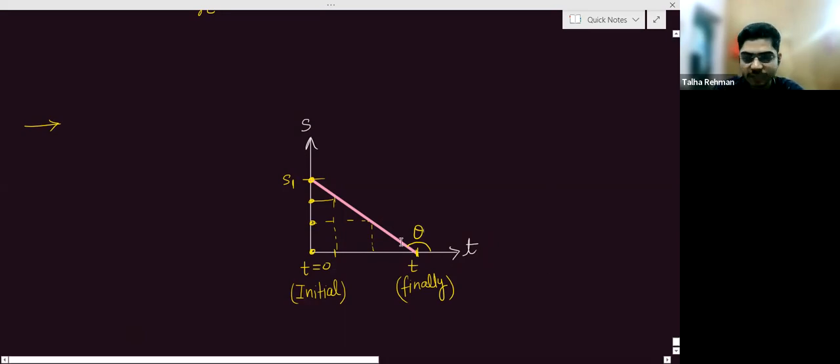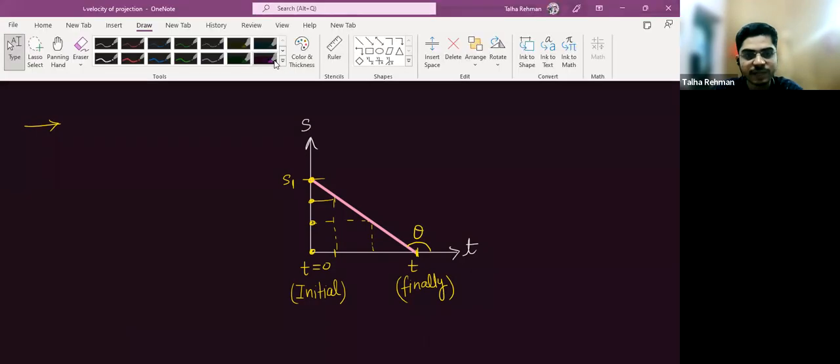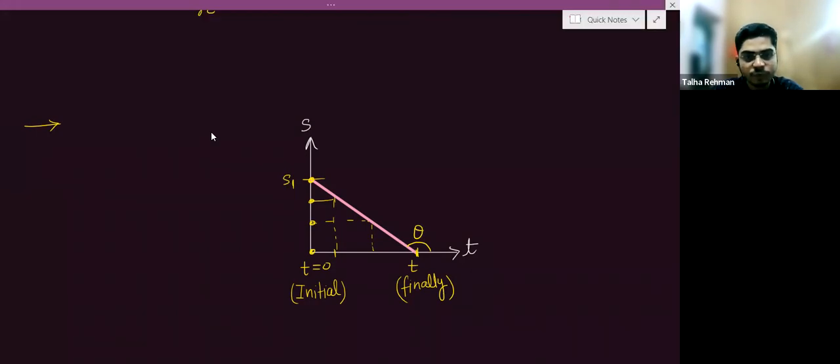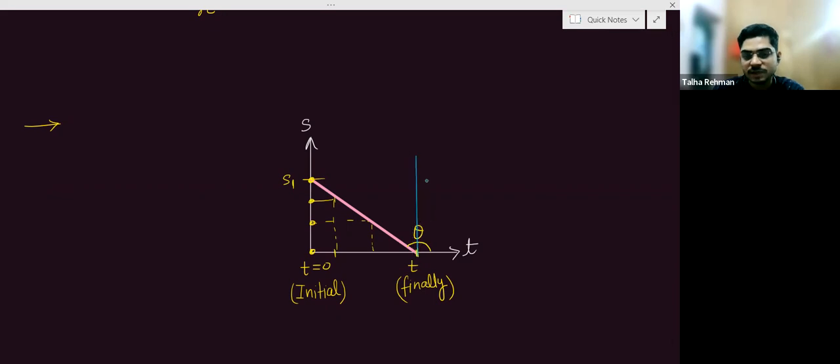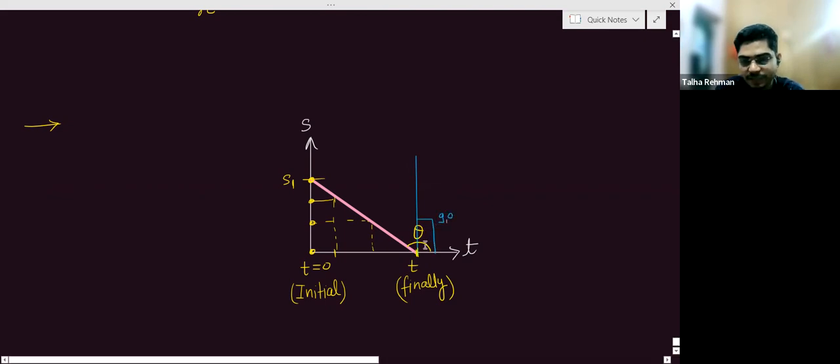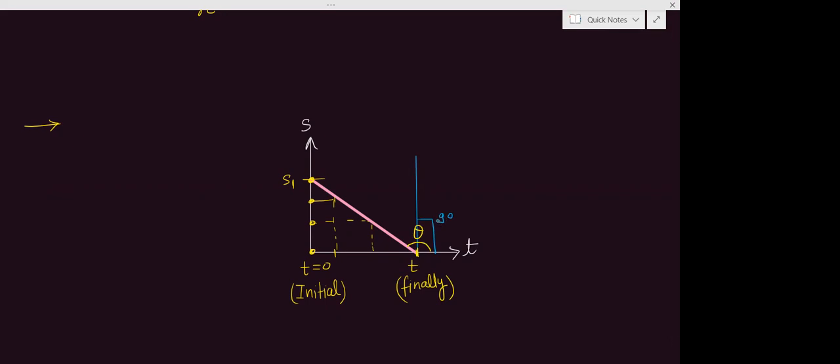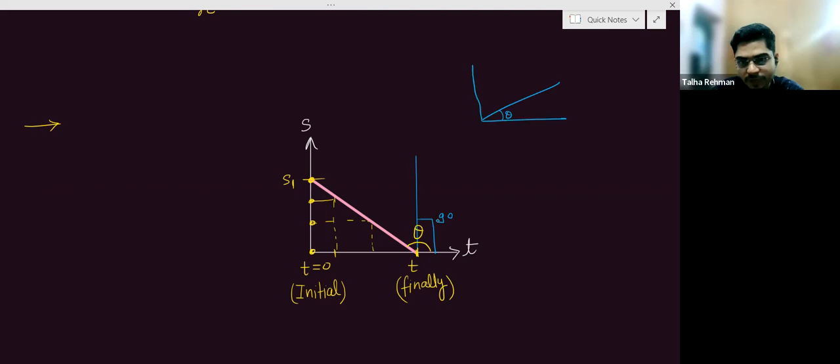Okay, no problem. This theta is basically greater than 90. Why greater than 90? Because if you draw a 90 degree line from this, meaning a perpendicular, this angle will be 90 degrees, and this theta is greater than 90. If this is the case, suppose this is theta. When you draw the perpendicular like this, this angle will be 90. So here theta is less than 90 degrees, and in this case, your theta is greater than 90 degrees.